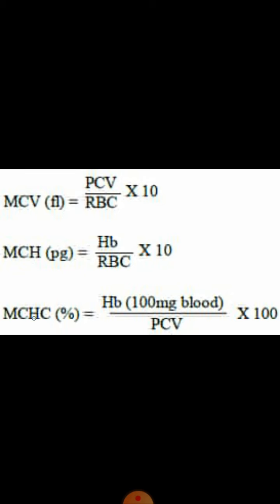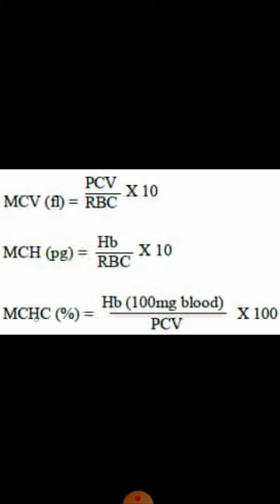Next we have the mean corpuscular hemoglobin concentration. In mean corpuscular hemoglobin, we have said that it is the amount of hemoglobin in a single RBC. Mean corpuscular hemoglobin concentration means the concentration of hemoglobin in a single red blood cell. Actually, it is the degree of hemoglobinization in a single RBC. We can find it by dividing the total hemoglobin by the packed cell volume multiplied by 100, as it is in percentage. It determines the color of the RBC.